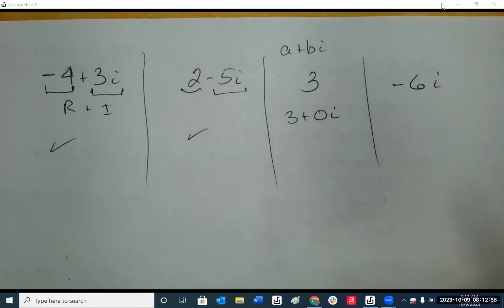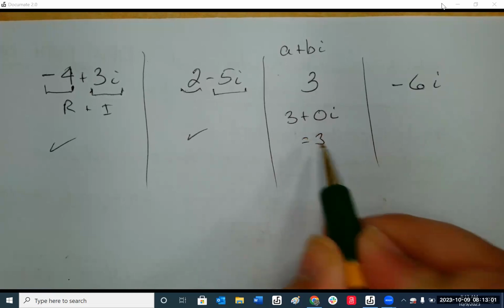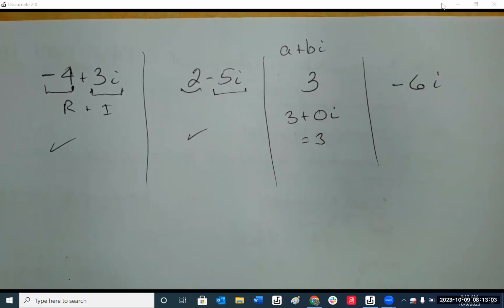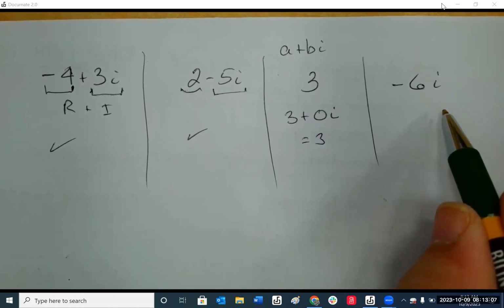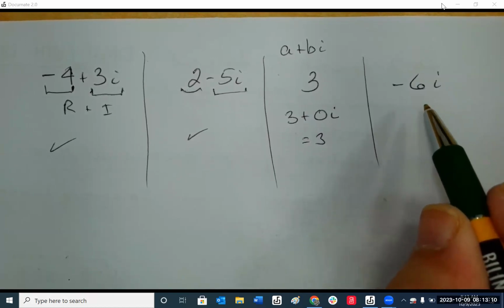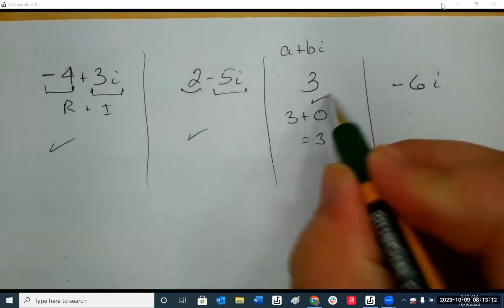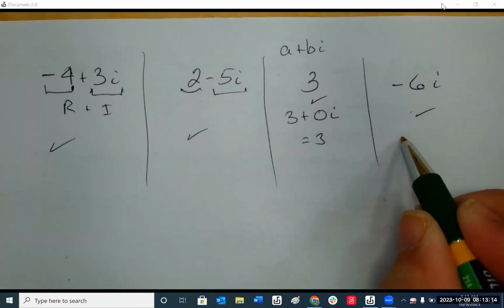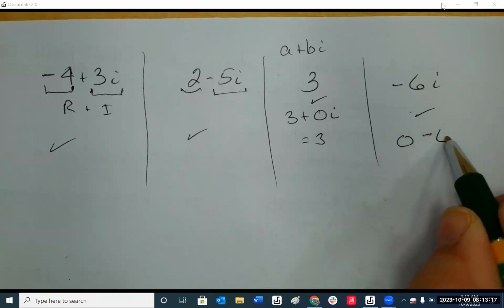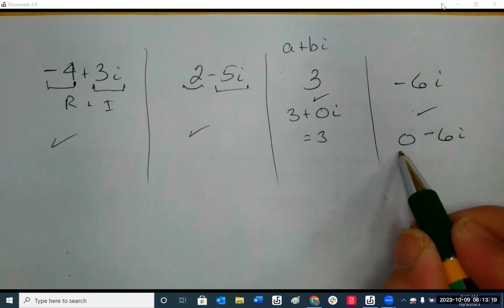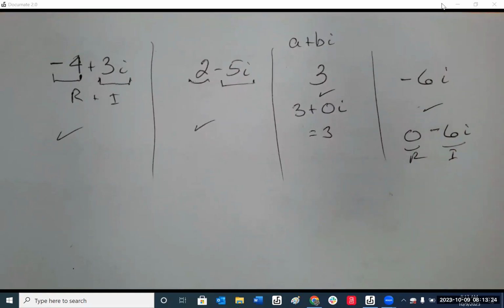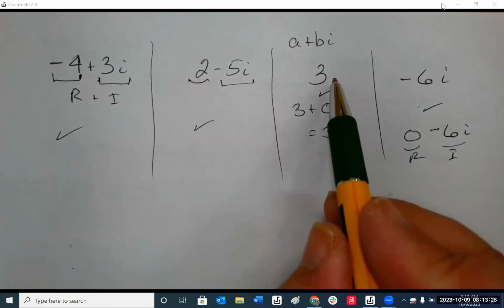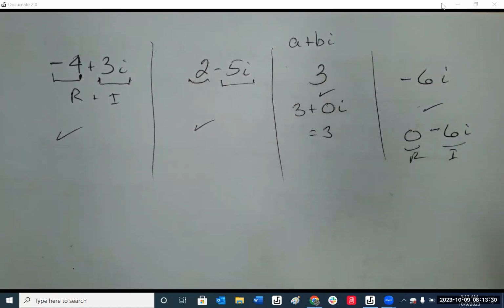The i coefficient is just 0, which is 3. Is this a complex number? Yes, it is. It is because the real number is 0, and the imaginary, this is the real, this is imaginary. So every number we have is complex. If there's nothing behind it, if it's just a constant, it's got a 0 imaginary part.